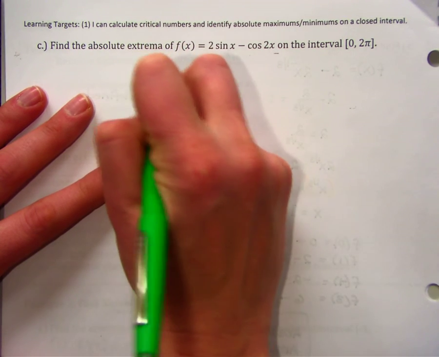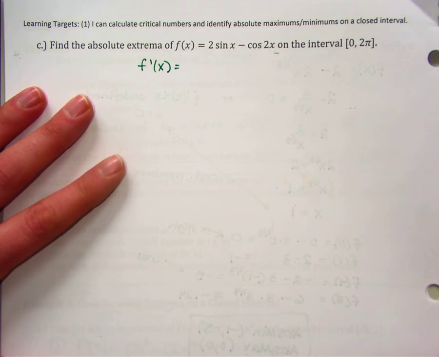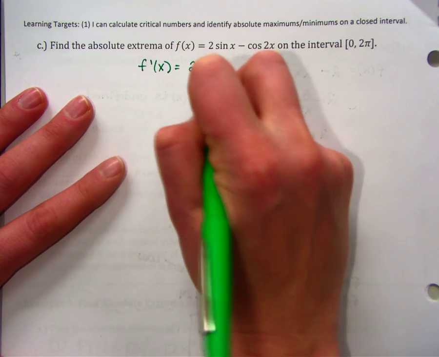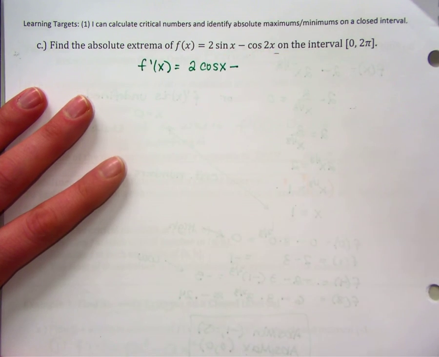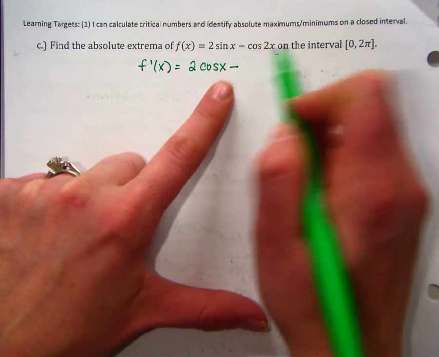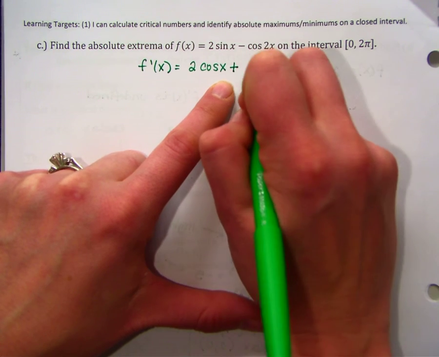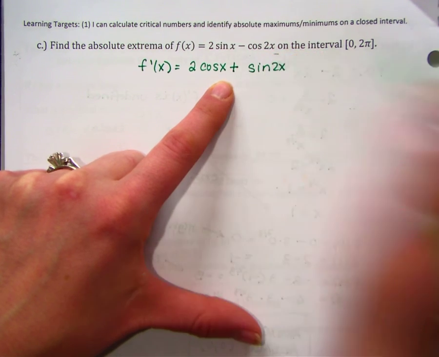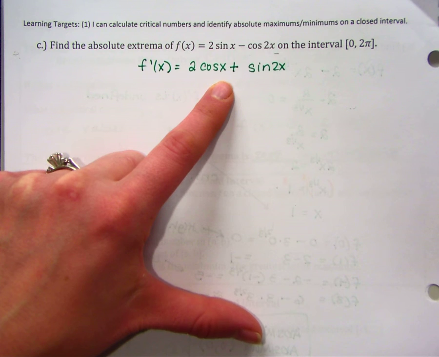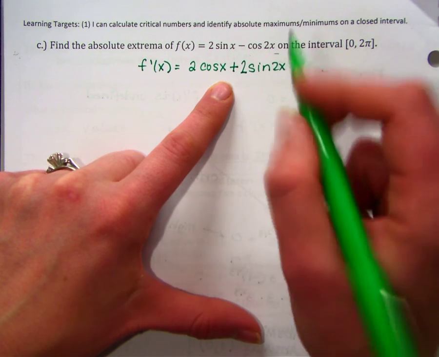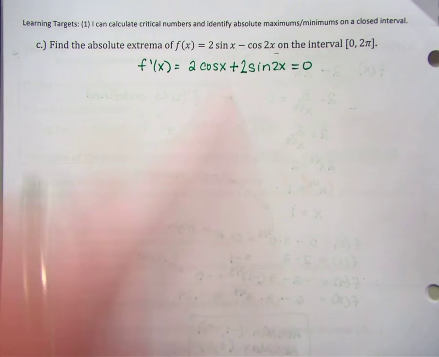My derivative: the derivative of 2 sine x is 2 cosine x. The derivative of cosine of 2x would be minus sine, so I'll end up with a positive sine of 2x. But because I have the chain rule with the 2x on the inside, I actually have a 2 out front. And I want to go ahead and determine where this is equal to 0.